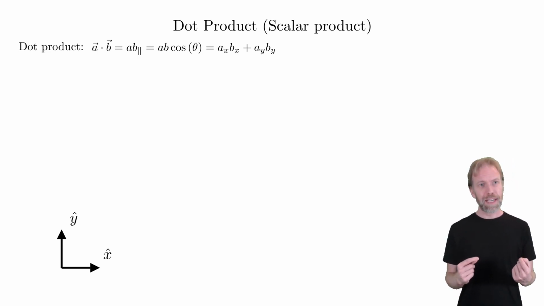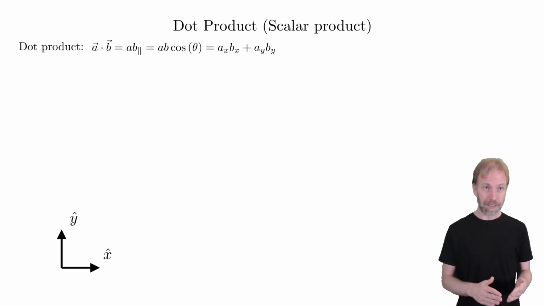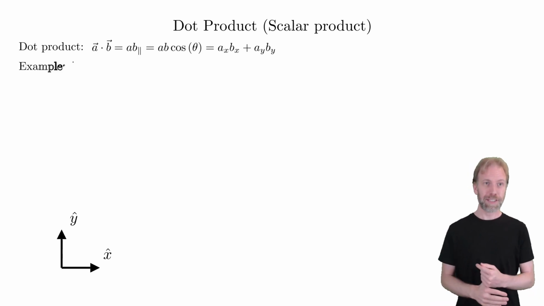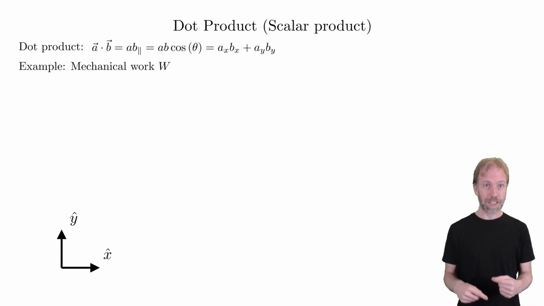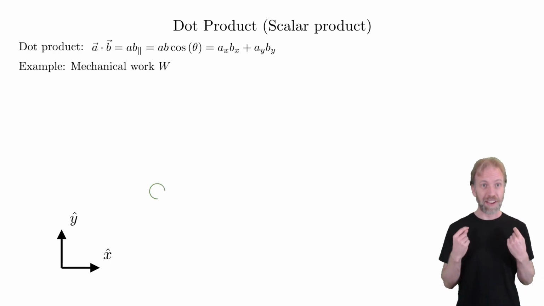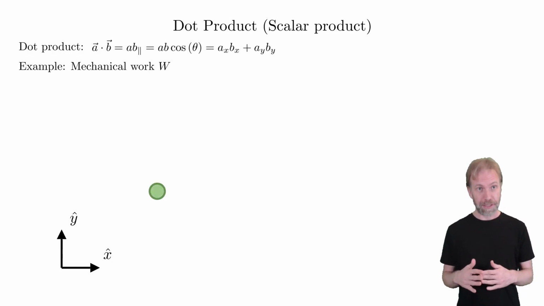I will start by giving you the motivation why multiplication with the parallel part of two vectors is important in physics. The first example is mechanical work, which represents the energy that is added or removed from a system. Start by assuming that we have one object, here represented by the green circle. Then add a force to the right.